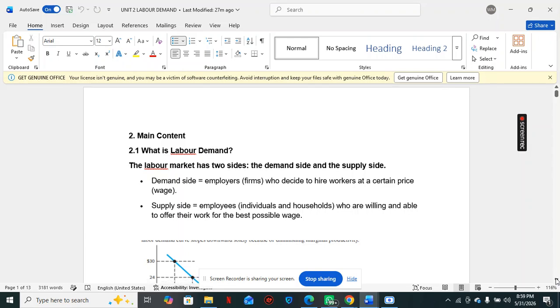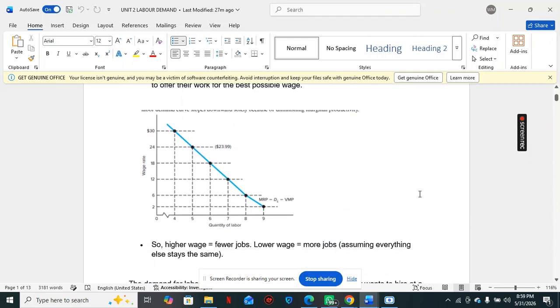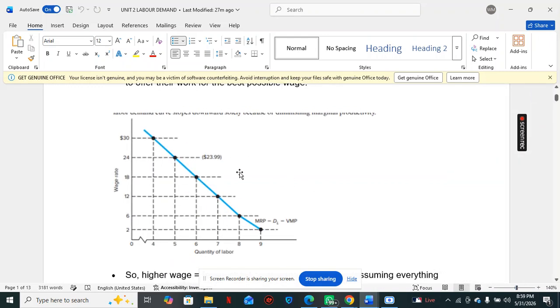Just like our demand curve in microeconomics, the demand for labor is also downward sloping. On the y-axis, you have the wage rate. On the x-axis, you have the quantity of labor, the number of workers. So there's an inverse relationship between the two. Meaning, at high wage rates, firms are going to be reluctant to hire workers.